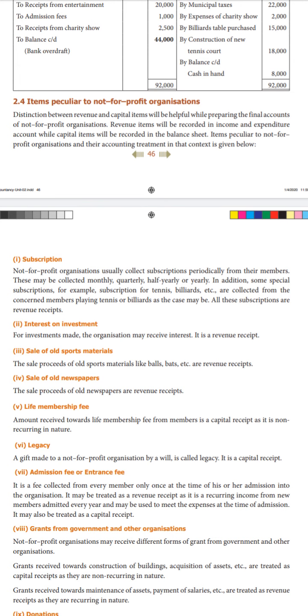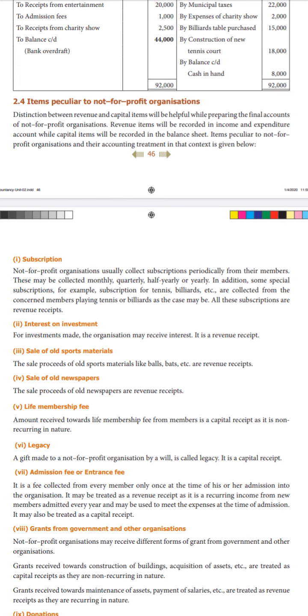Then grants from government and other organizations. When we pay any donations, we get some tax reductions, all those things, right? So likewise, when anything is being done for any charity institutions, in that case government will provide us certain reductions. Okay, so those deductions or reductions, in that case we call it a government grant. Here, grants received towards construction of building or acquisition of assets are treated as capital receipts, because that will be done only once.